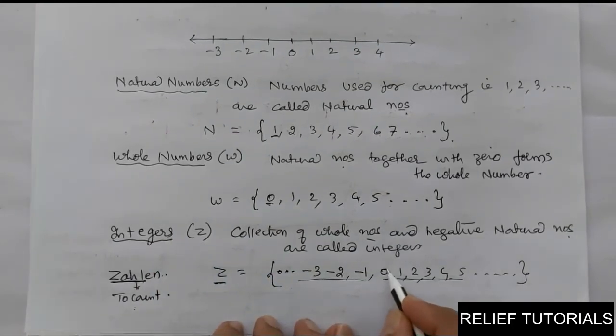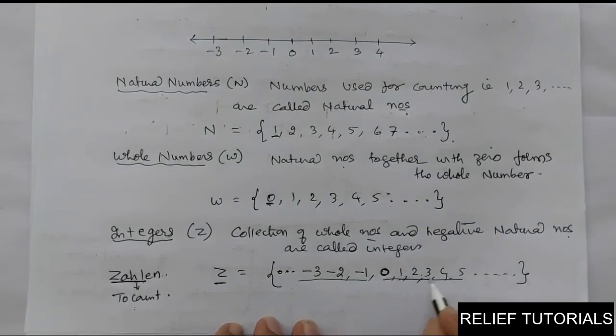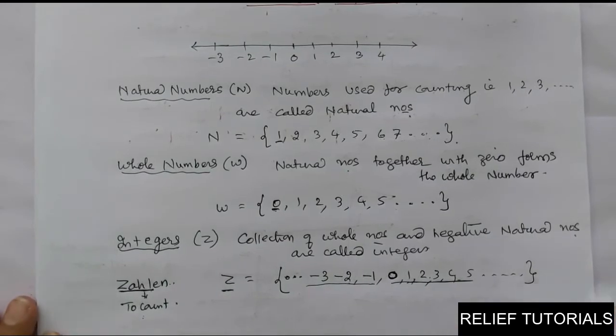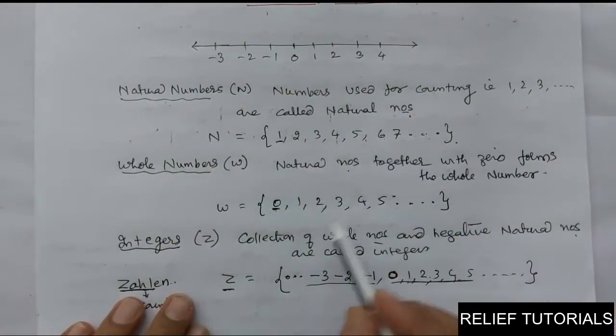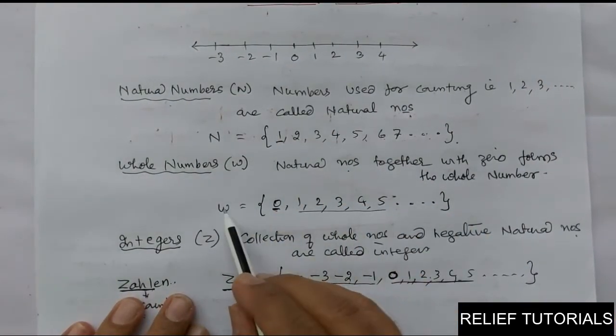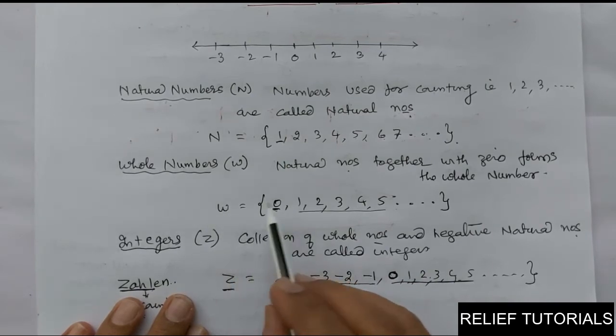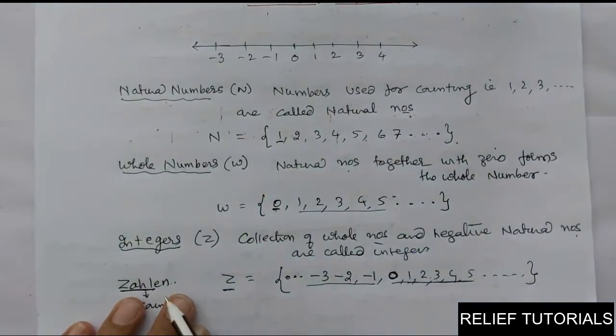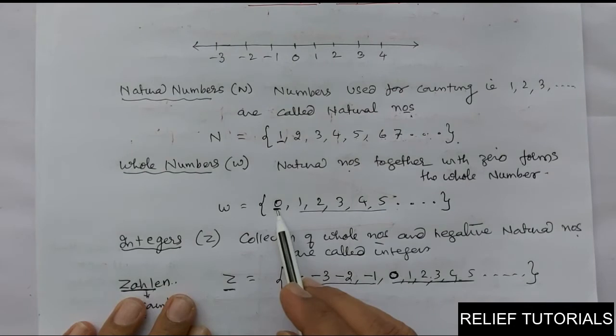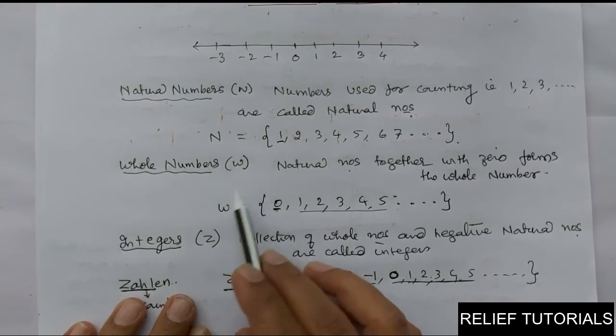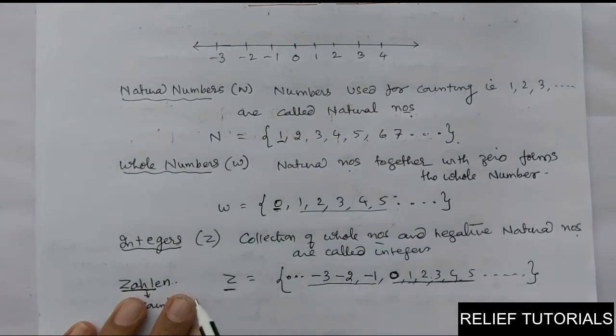See, 0 is neither positive nor negative. Clear? So we can say that positive natural numbers, negative natural numbers and 0 are called integers. Now from this we can say all natural numbers, 1, 2, 3, 4, 5, 6, 7, are whole numbers. Can we say that all whole numbers are natural numbers? No. 0 is a whole number, but 0 is not a natural number.